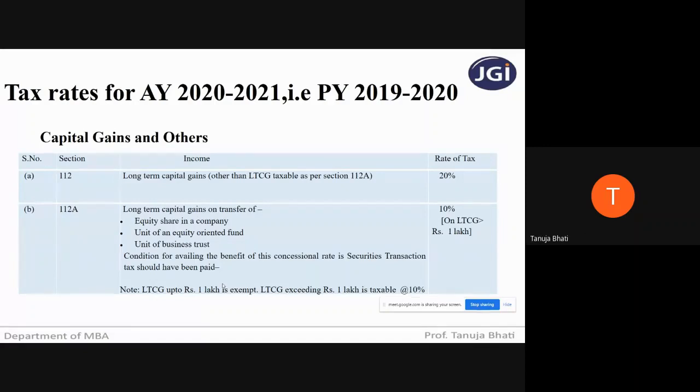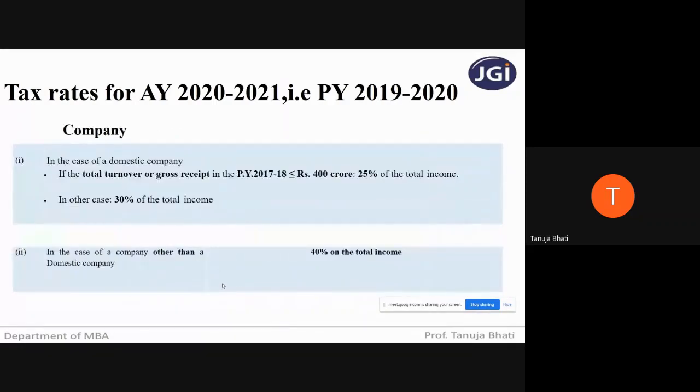Now, up to here it was on the income that you earn from salary, house property, business and profession, and so on. There are totally 5 heads of income. But capital gains have special tax rates. Out of the 5 heads of income, capital gains are charged to tax separately, with a separate rate of tax.